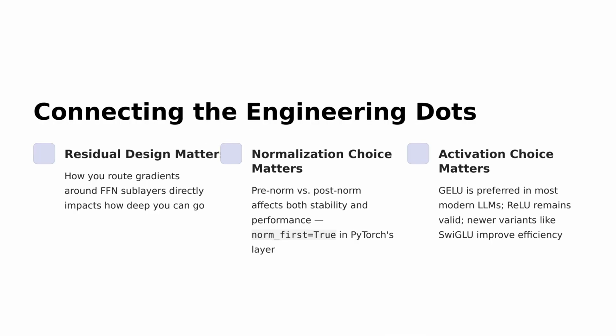This slide is about the engineering choices that really shape transformer depth and performance. First, residual design matters. How gradients flow around the feed-forward sublayers has a big impact on how deep the model can train reliably. Second, normalization matters. Pre-norm versus post-norm affects both stability and quality, which is why PyTorch exposes this with norm_first. And finally, activation choice matters too. GELU is the modern default, while ReLU and variants like SwiGLU remain strong options.